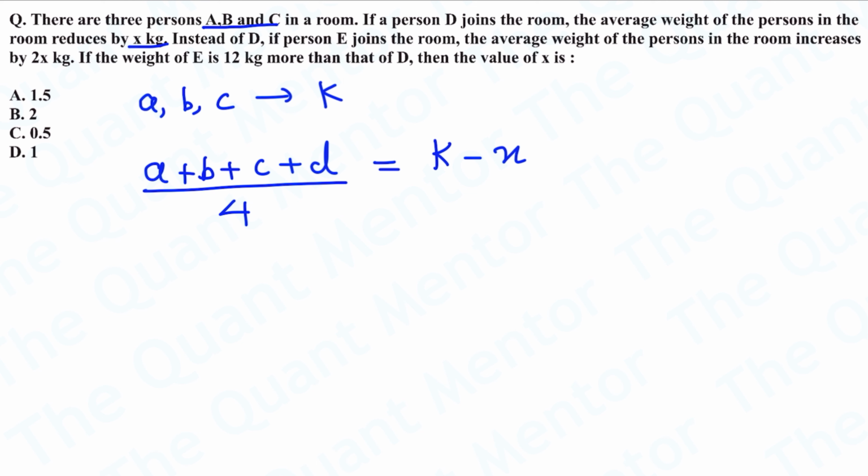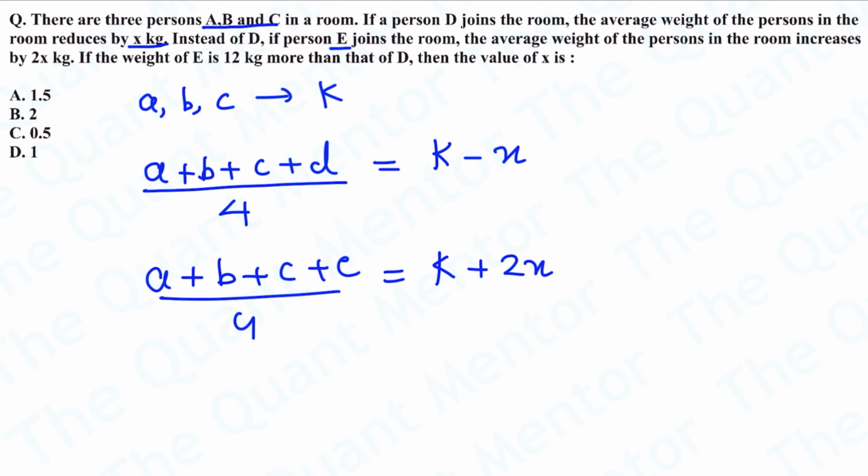Further, the question says, instead of D, if the person E joins the room, the new average will be (A plus B plus C plus E) divided by 4. And this new average is 2x kgs more than the original. So now the new average is K plus 2x. That's it. We are just 2 steps away from getting our answer.